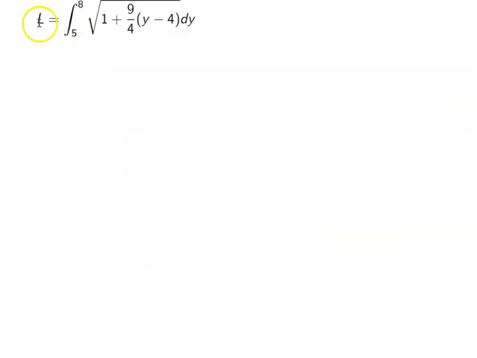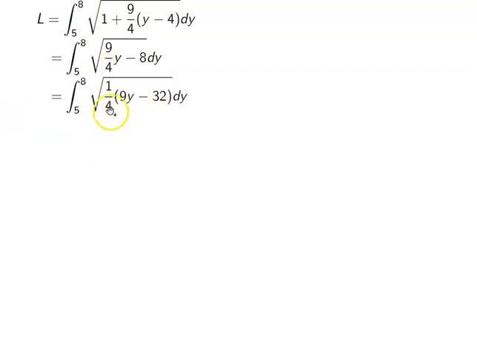So my integral from 5 to 8, square root of 1 plus 9/4 times (y minus 4). Let's go ahead and distribute this 9 over 4 across. So this will be a 9 over 4 y. Here, the 4's will cancel, and I'll have just minus 9, plus this 1 will give me a negative 8. From here, let's go ahead and just pull out this fractional part, this 1/4, so that we can pull it to the outside so that we have whole numbers.